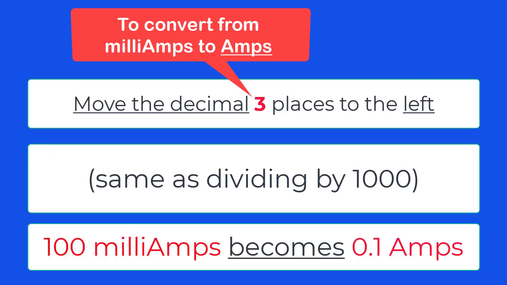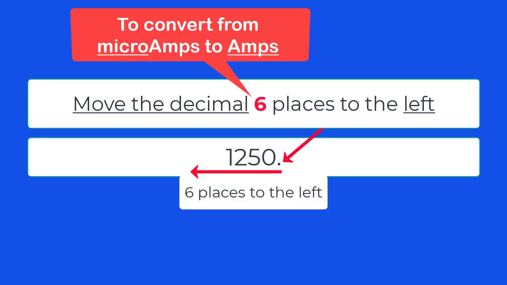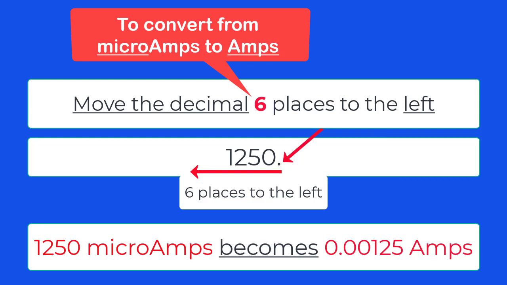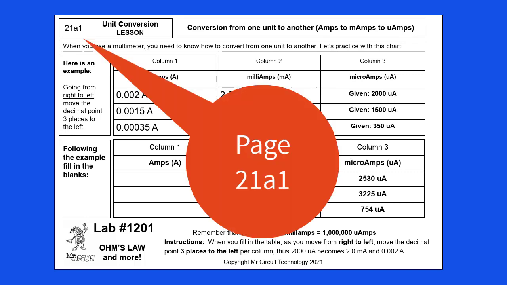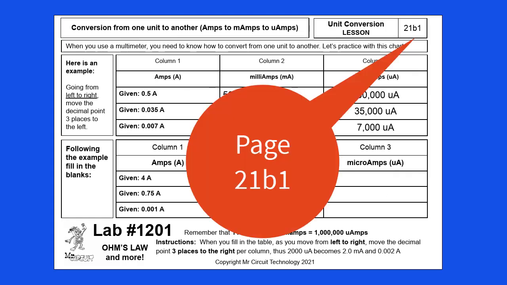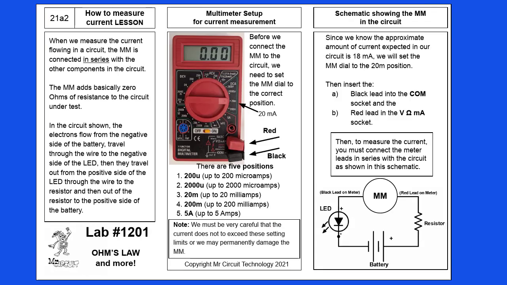Thus, 100 milliamps becomes 0.1 amps. If we convert microamps to amps, we move the decimal 6 places to the left. So 1,250 microamps becomes 0.00125 amps. You see that if you divide 1,250 by 1,000,000, you get 0.00125. If you do this a few times, it becomes easier. After you watch this video introduction, you can practice by filling in the blanks on pages 21A1 and 21B1 in your lab manual.